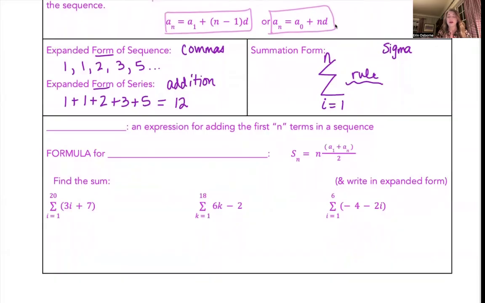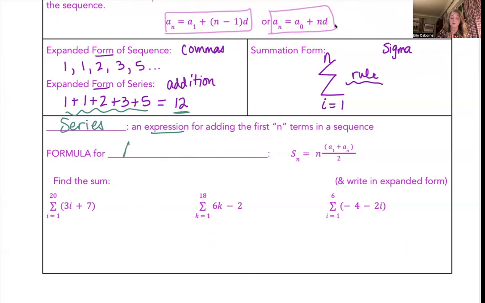So when you get asked to write in summation form, you're just filling in these missing numbers on that sigma notation. So what is this again? They are called series. It's an expression. So an expression is like write them all out and get an answer if you need to for adding the first n terms of a sequence.